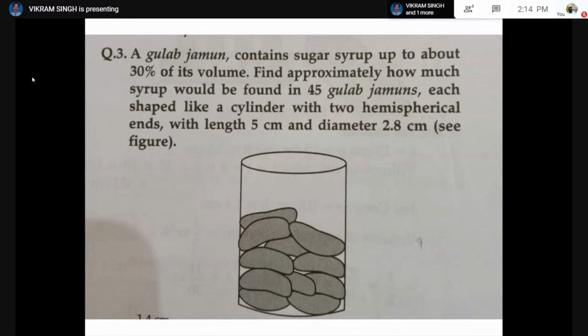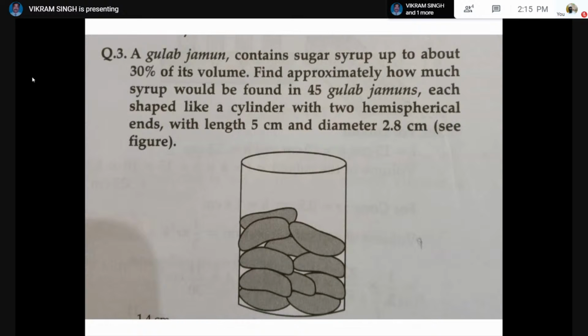For the simplicity of the learner, the figure is given in the question itself. So I am going to make this question clearer. A gulab jamun is, as given in the question, a combination of a cylinder and 2 hemispheres on both ends.